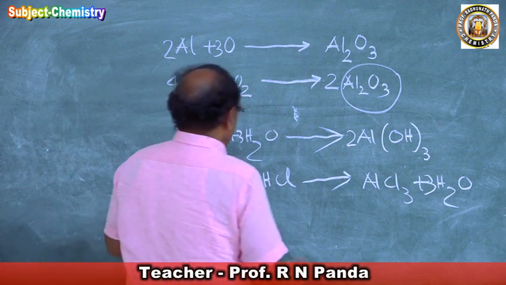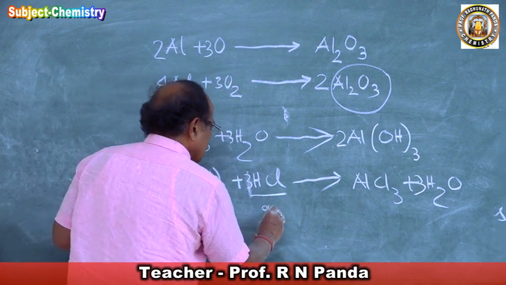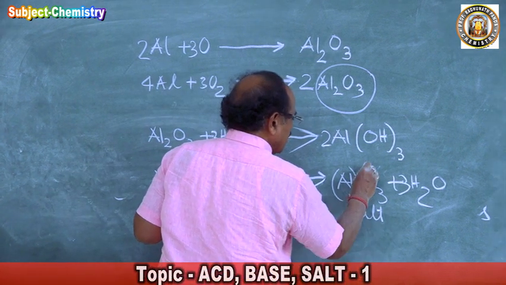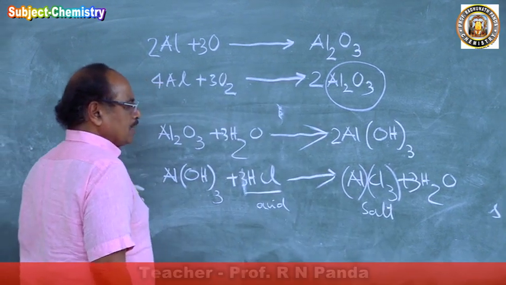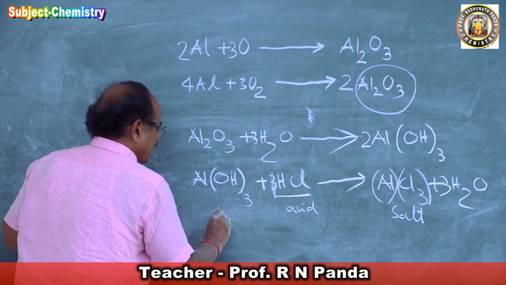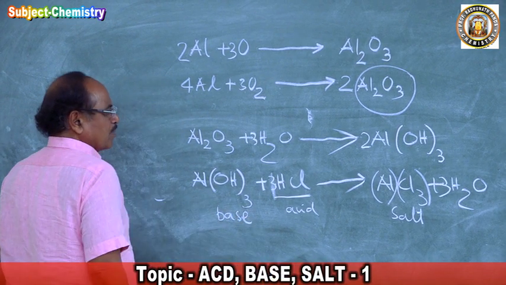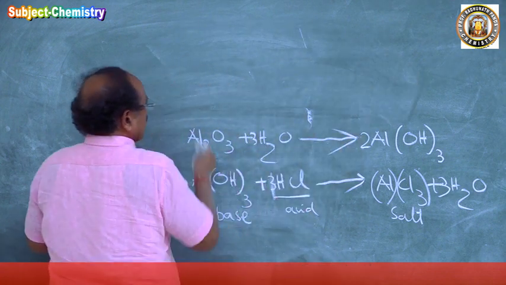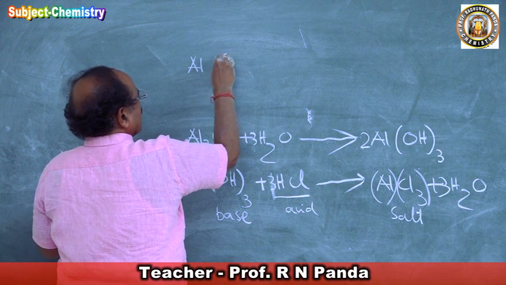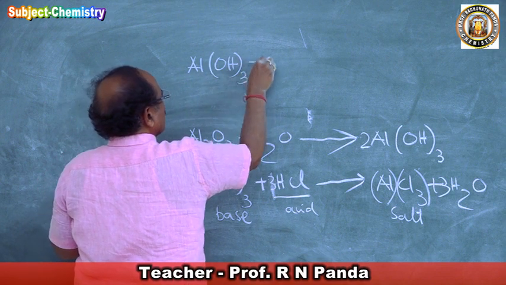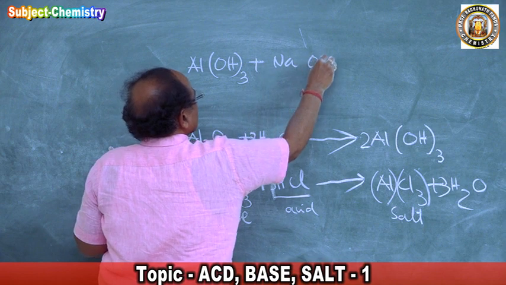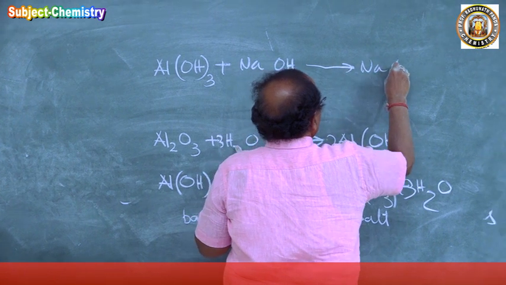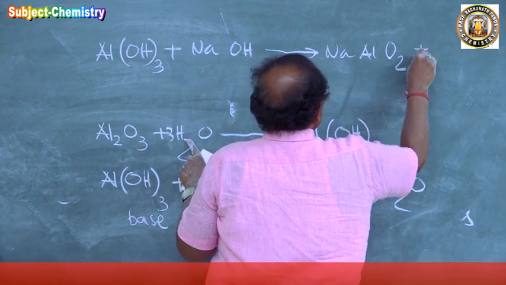Now this aluminium chloride, this is a salt. Why? This is the aluminium basic radical and chloride acid radical, so they form the salt, and so this must be a base. Aluminium hydroxide is exhibiting basic property. Now the same aluminium hydroxide, if you add sodium hydroxide, this forms sodium meta-aluminate, NaAlO2, plus water.